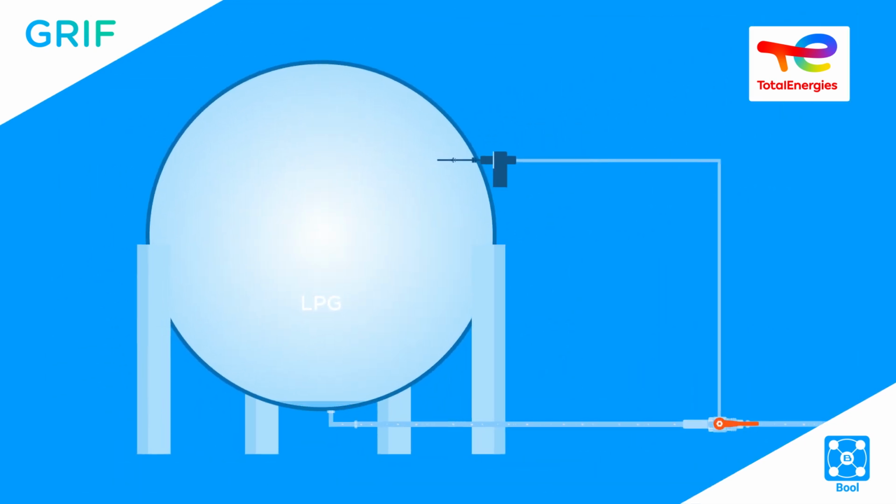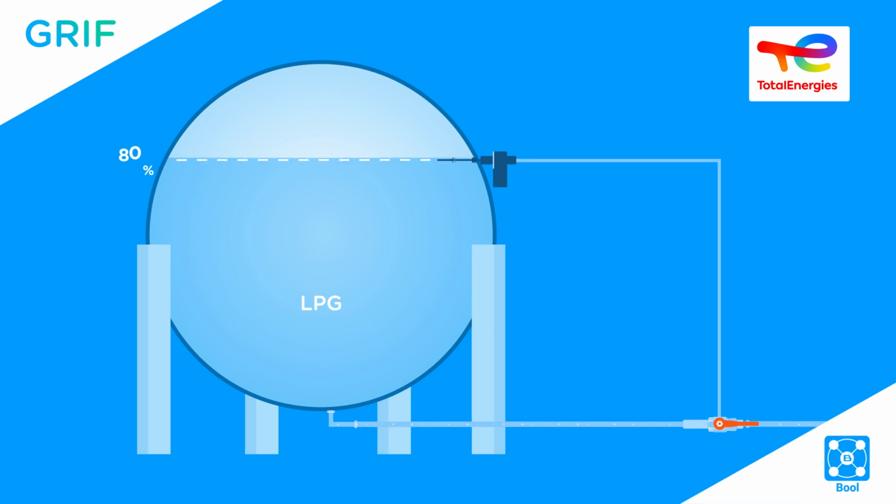During the different tutorials of the Boolean package, the same LPG sphere will be studied. In the LPG sphere, there are two preventive layers. The first one is a control loop, made up of a high-level sensor connected to a control valve.